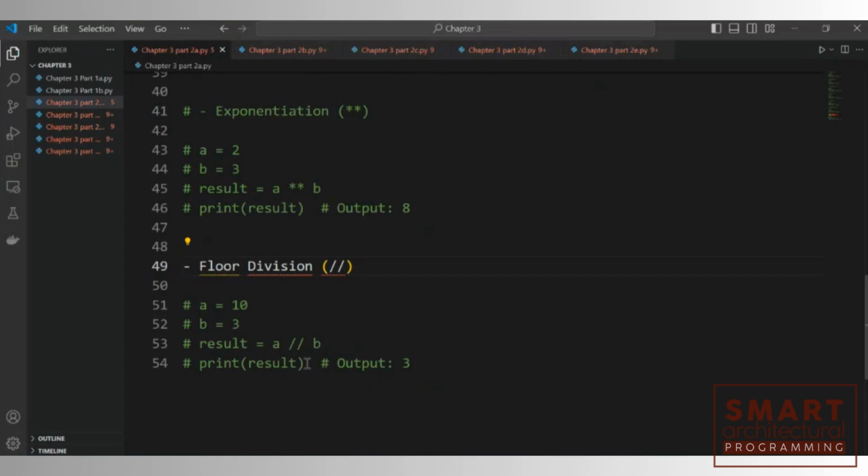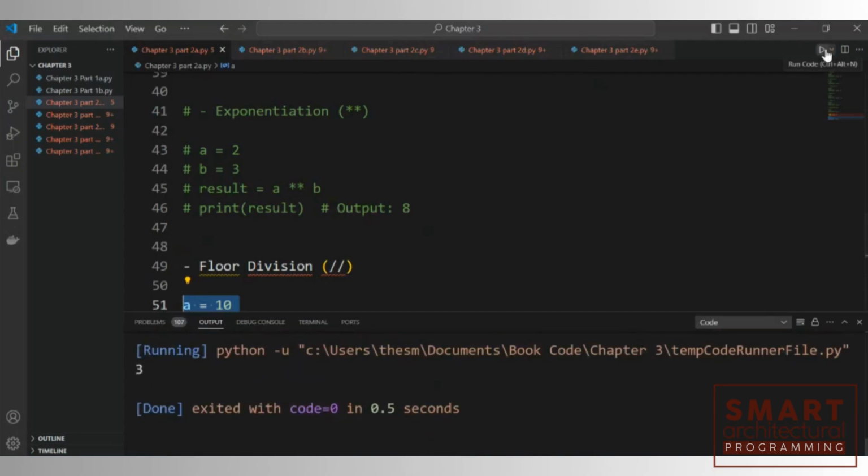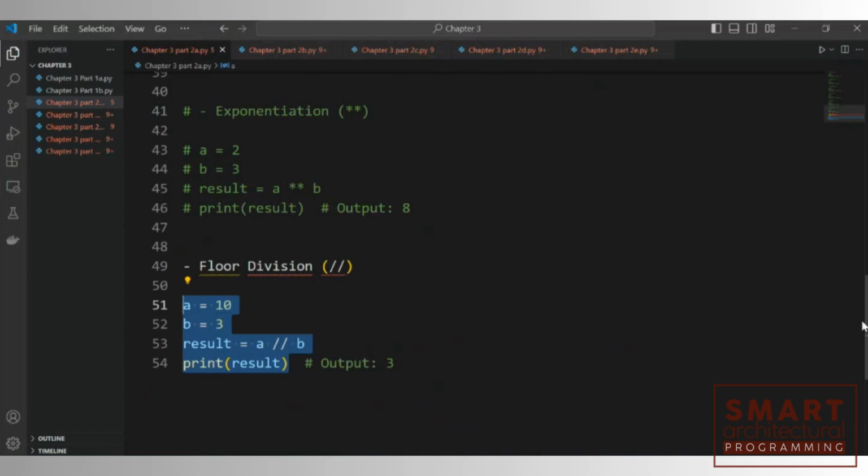If you look at line 54, that is the answer. And if you look at line 53, you'll find the way to use the floor division operator. It's 2 slashes between the 2 operands it's going to act on. When we run this code, we'll find that the answer is 3 as expected. Now we can comment this code out and move on to the next aspect of operators.